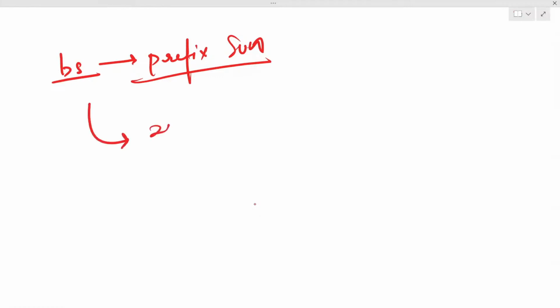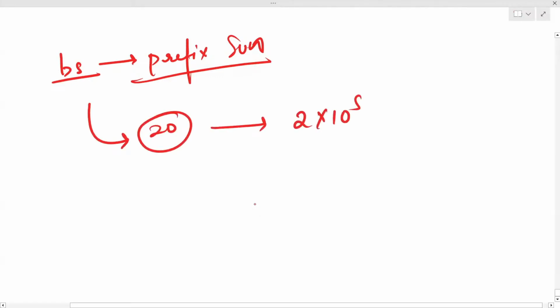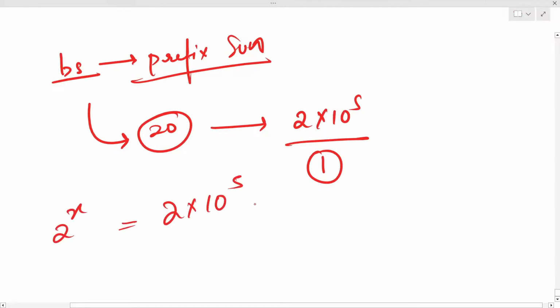I'll prove one thing, that in 20 queries we can always find the answer. See, the initial range length is 2 into 10 to the power 5, and finally we want to reach a range of length 1. So how many times are we decreasing our range by a factor of 2? Let's say we do it x times, so the range decreases 2 to the power x times. If you take log, x is nothing but log base 2 of 2 into 10 to the power 5.